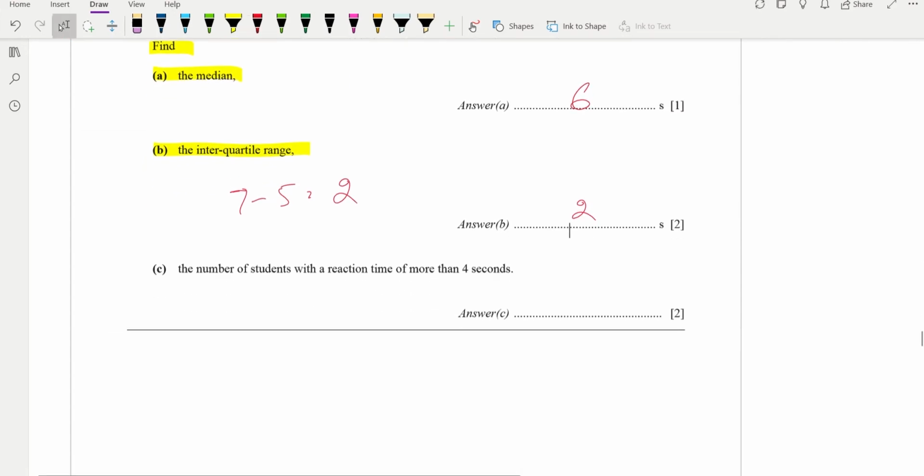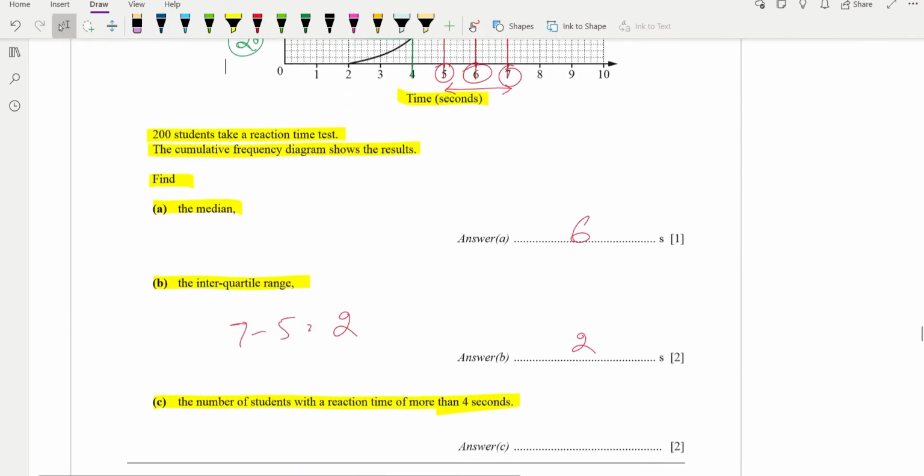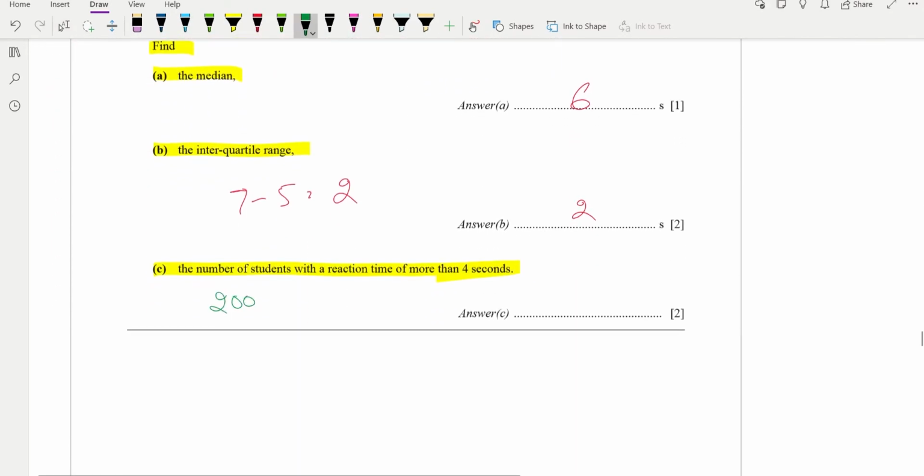Next is the number of students with a reaction time of more than 4 seconds. So we'll check for 4 seconds. Reaction time 4 seconds, the reference is this one, and from this side if we check the reference, it is 20. So this is the 20 level. So above 20 up to 200 will be 200 minus 20, which is equal to 180. So the answer to this one will be 180.